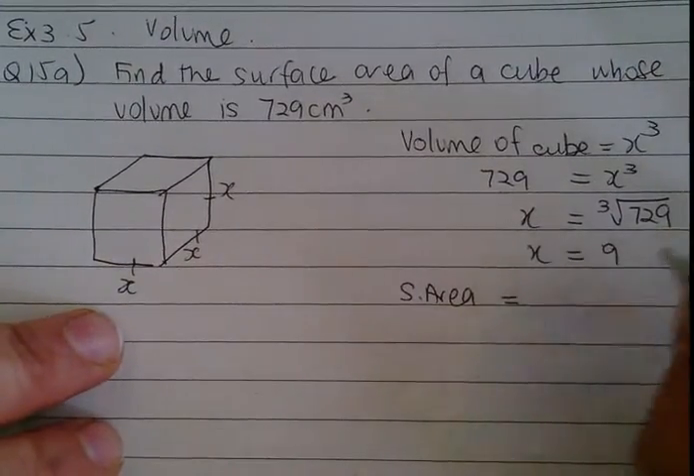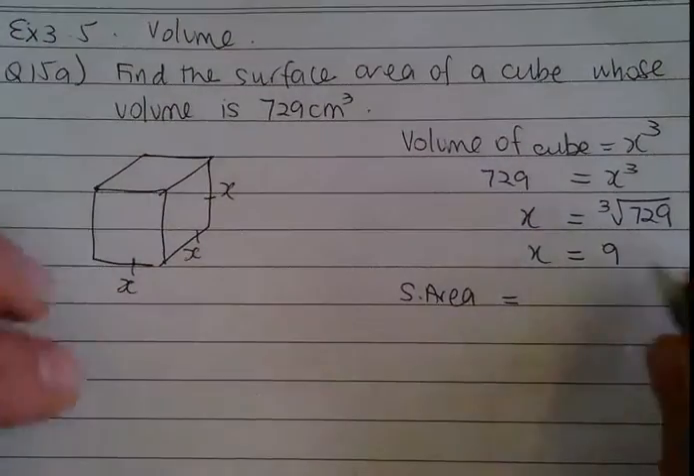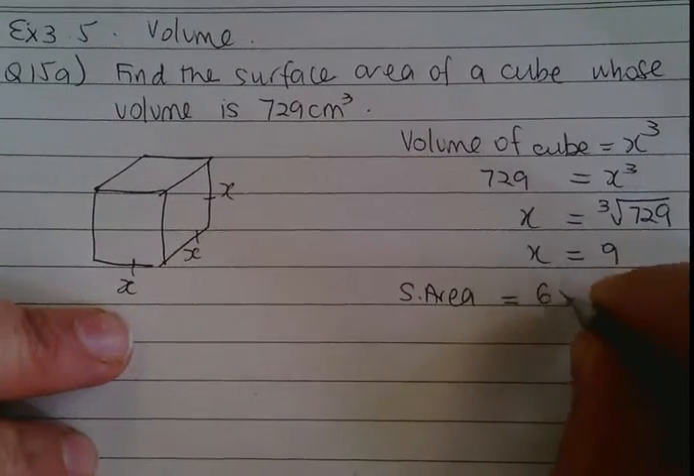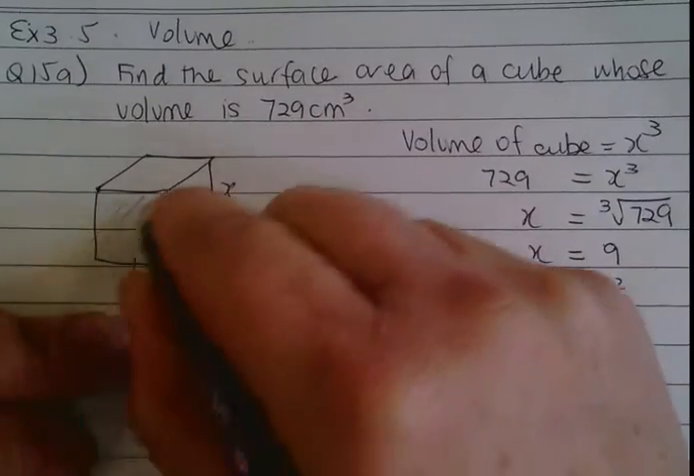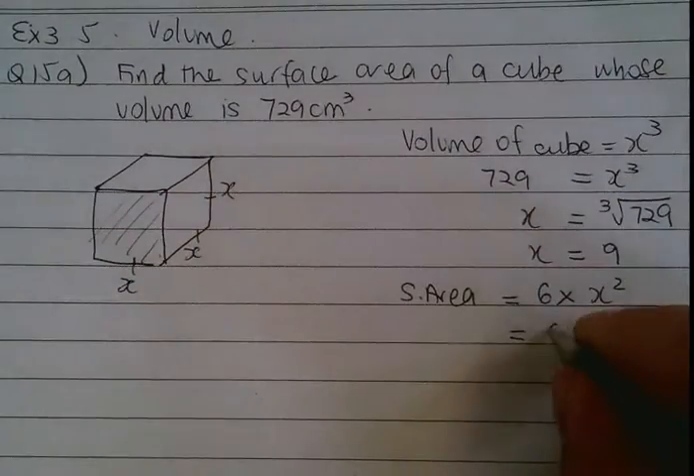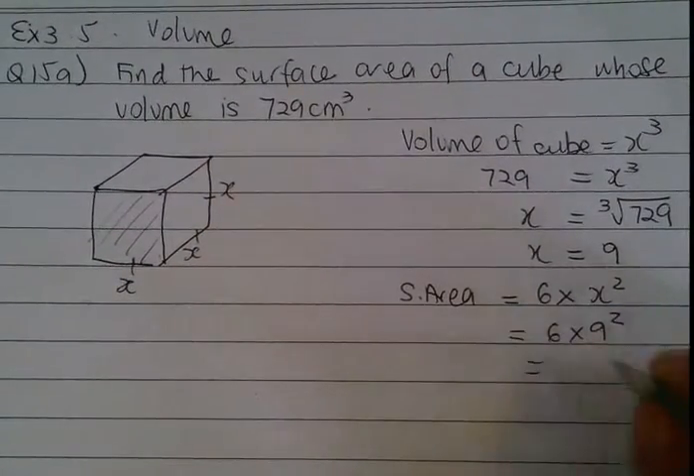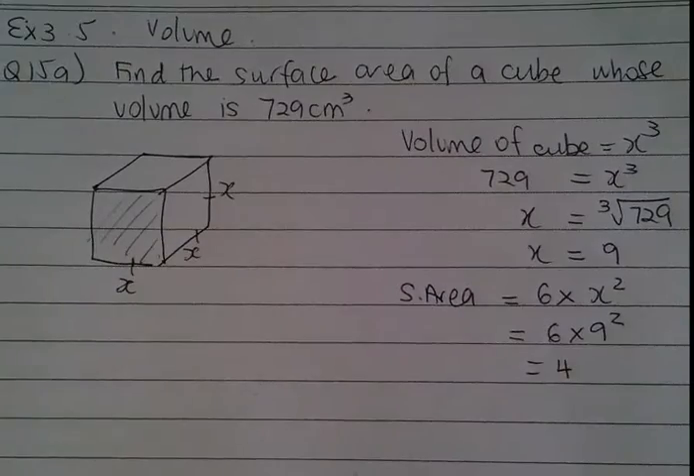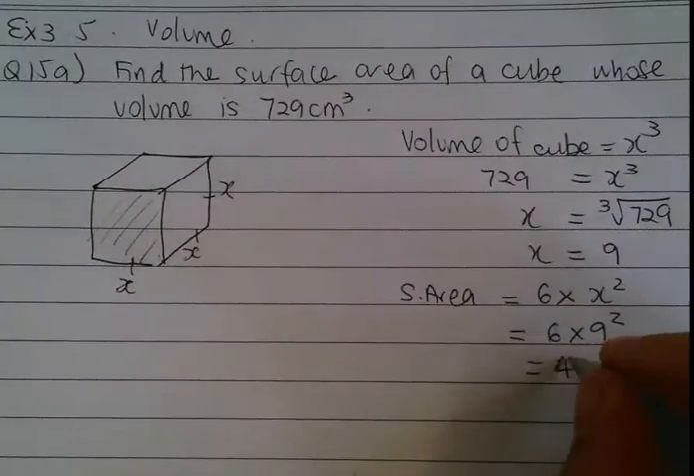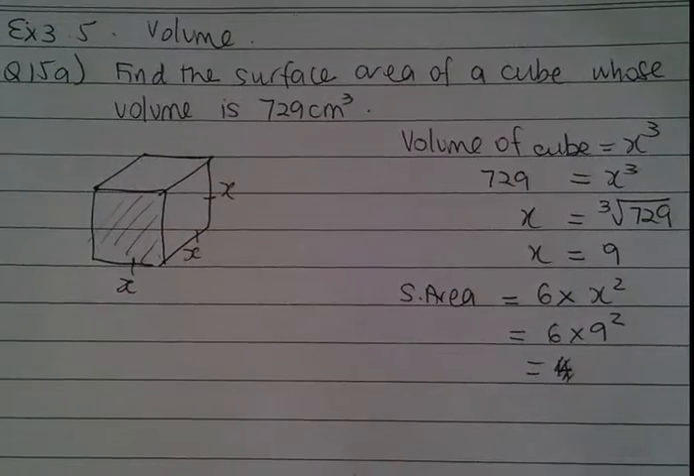What did we get? 9. So therefore the surface area is 6 lots of x squared, because the area of one face is x squared, so it's 6 times 9 squared. And whatever you get for that. 486. Yeah.